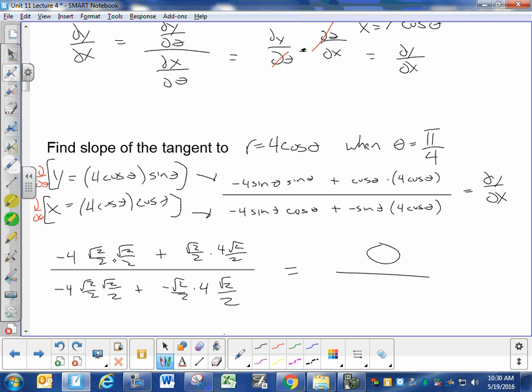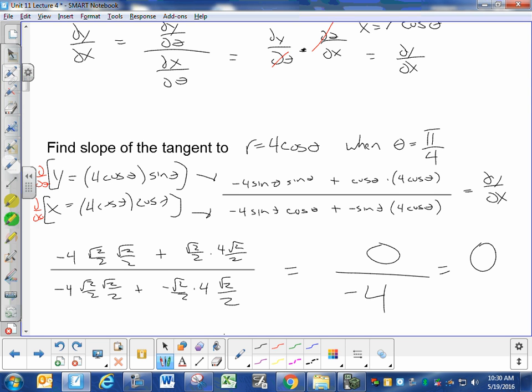Root 2 over 2 times root 2 over 2 is 2 over 4, so that's 1/2, times negative 4 is negative 2, plus negative 2 ends up being negative 4. So I have 0 over negative 4. So the change in my y with respect to theta is 0. The change in my x with respect to theta is negative 4, which is pretty much telling you I'm moving kind of to the left, but I'm not moving up or down at the location when theta is equal to pi over 4. Okay, so not moving up or down, but moving to the left.